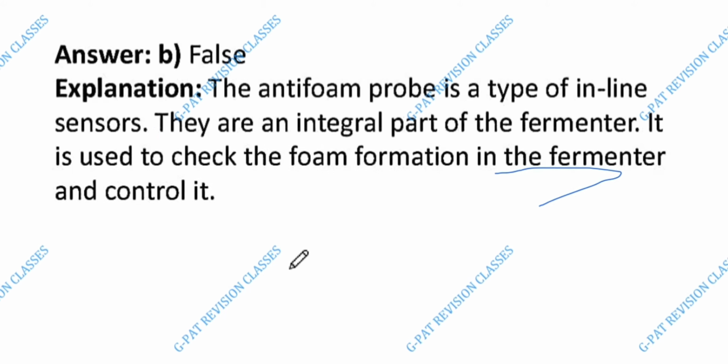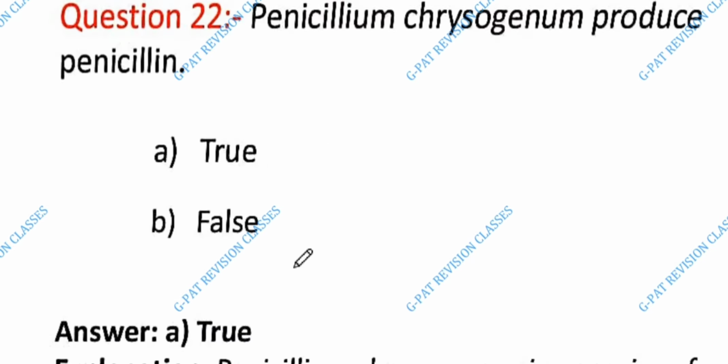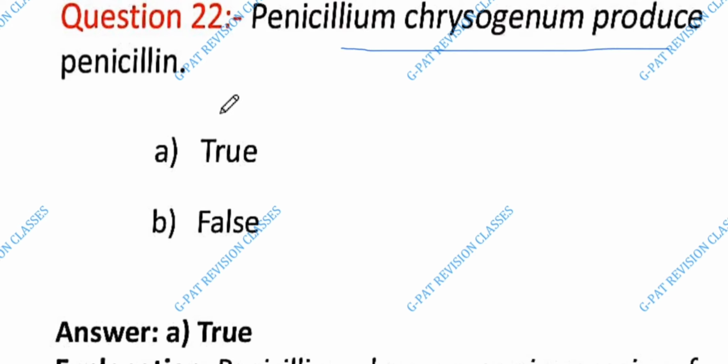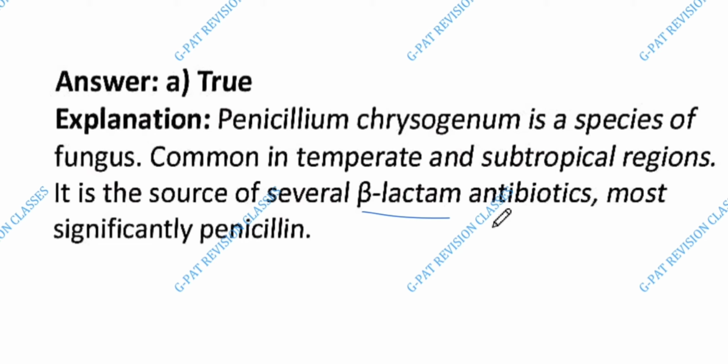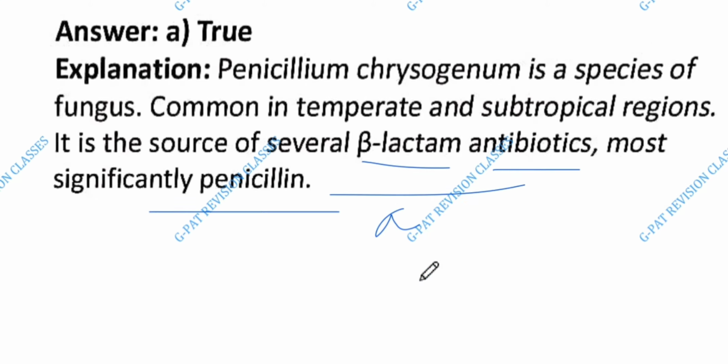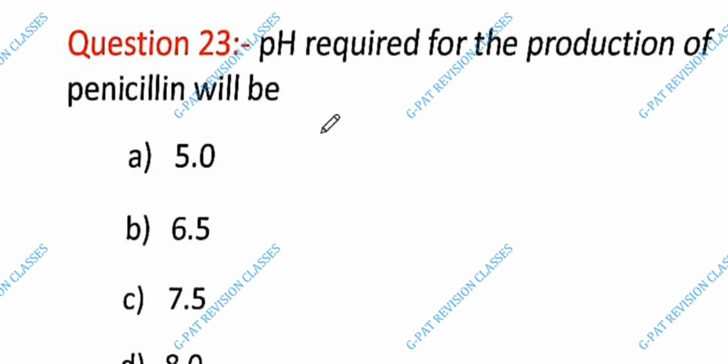Okay. Next is question number 22. Penicillium griseofulvum produces penicillin. The answer is A. True. Explanation: Penicillium griseofulvum is a species of fungus common in temperate and subtropical regions. It is the source of several beta-lactam antibiotics, most significantly penicillins. The answer is A.